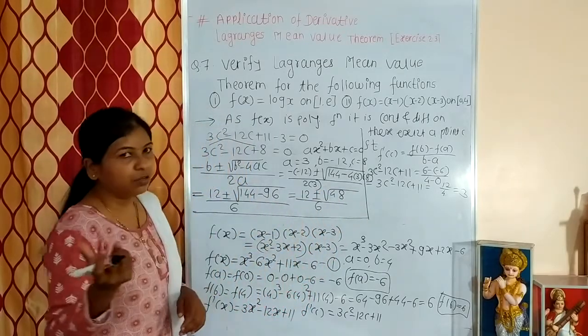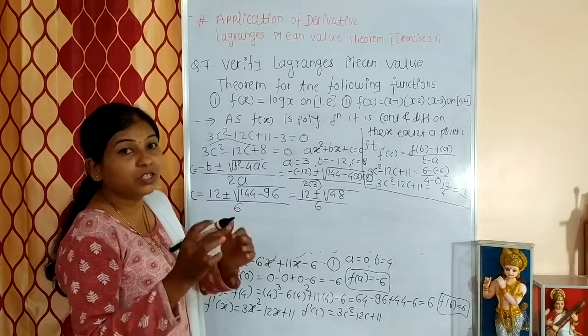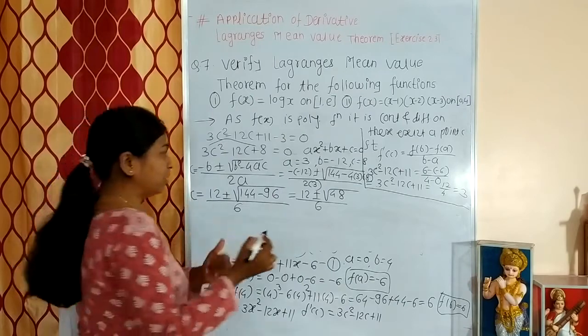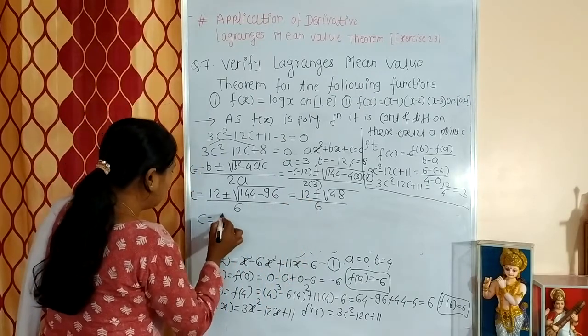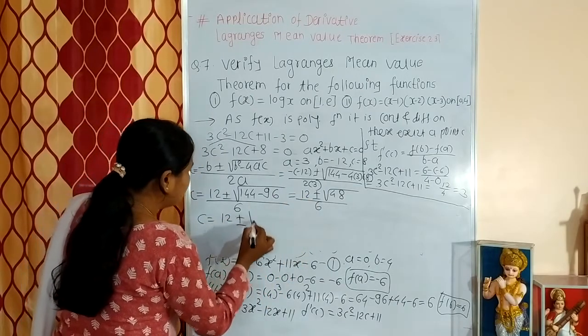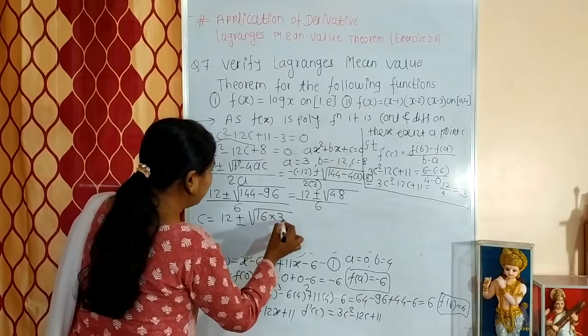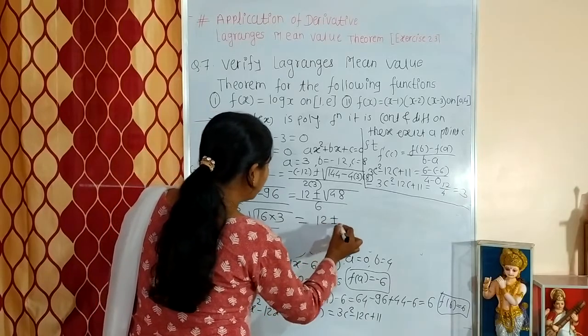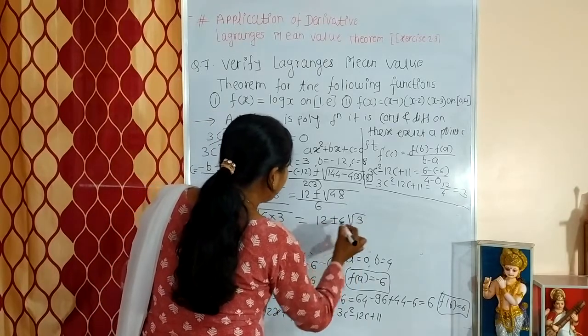Then 48 is not a perfect square. 48 is a product of 16 into 3, and 16 is a perfect square of 4. Then this has c is equal to 12 plus minus square root 16 into 3 divided by 6. So from here we get 4 outside. So 12 plus minus 4 into root 3 divided by 6.